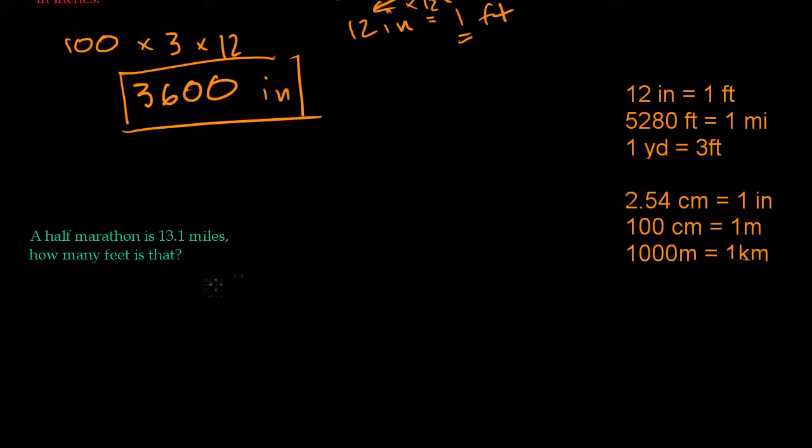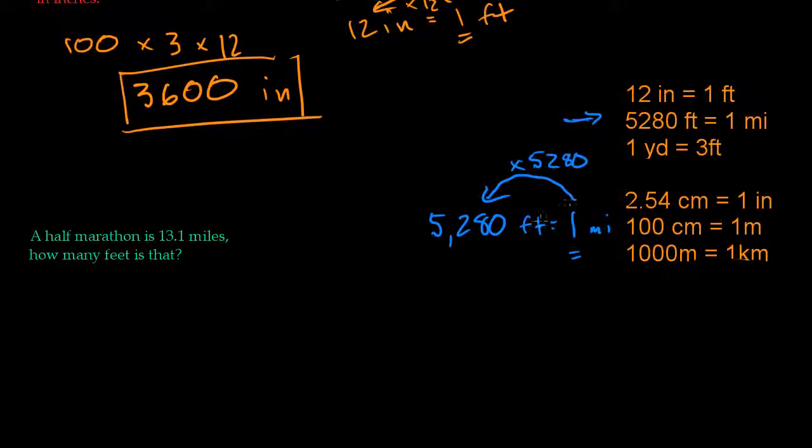Now let's try to convert this in this next problem. A half marathon is 13.1 miles. How many feet is that? Well, I need a conversion fact that relates feet to miles, which is here. It says that 5,280 feet equals 1 mile. So if I take that fact, I'm going to find the 1, and I know that to go from the 1 to the other side is when I multiply, times 5,280. And to go back the other direction, I would divide by 5,280.